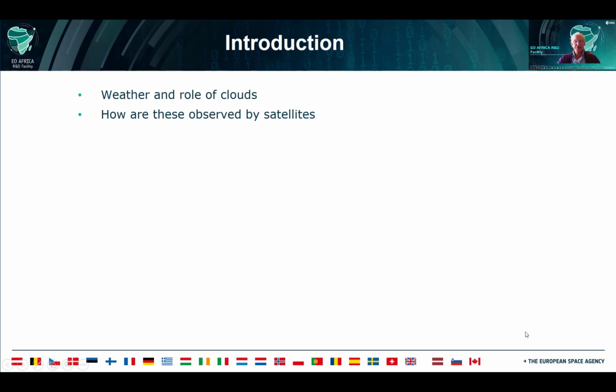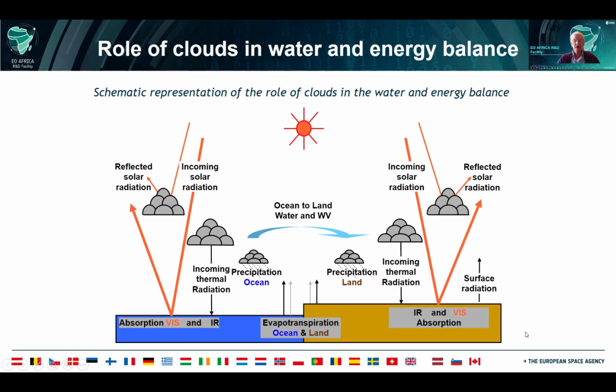It is good to have first a small view on the weather and the role of clouds and how these are observed by satellites. The incoming solar radiation, if non-obstructed by clouds, can reach the Earth's surface, both the water as well as the land. With existence of clouds, of course, that radiation is being reflected by the clouds. Solar radiation causes heating and therefore evapotranspiration over the ocean and the land, resulting in water vapor in the atmosphere.